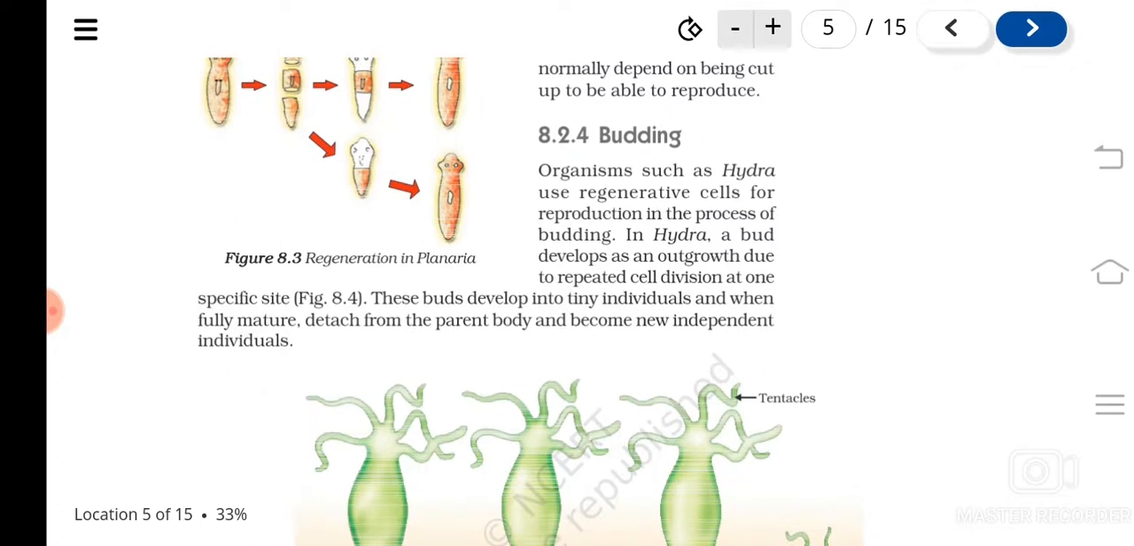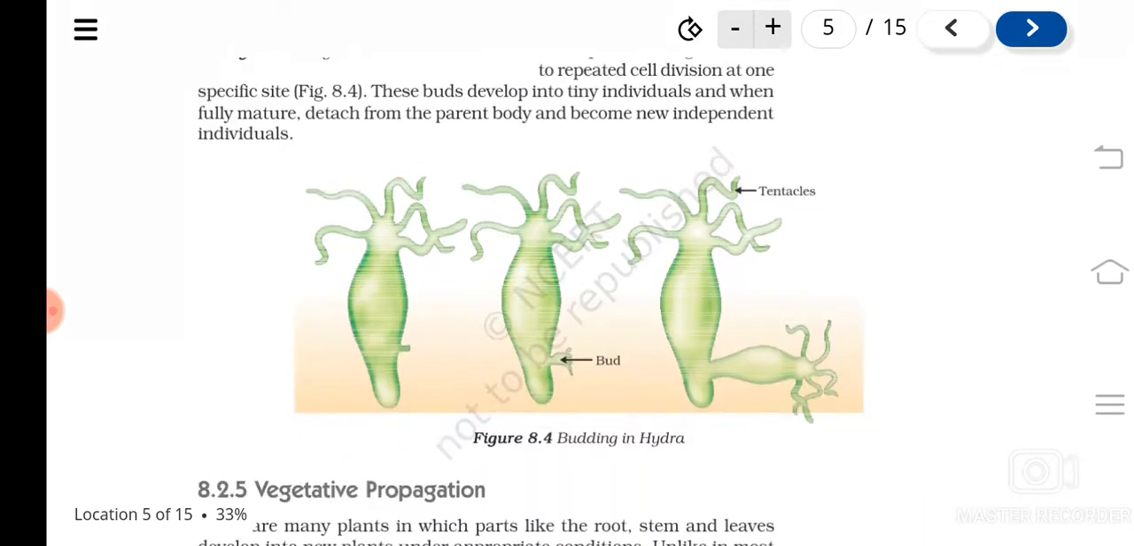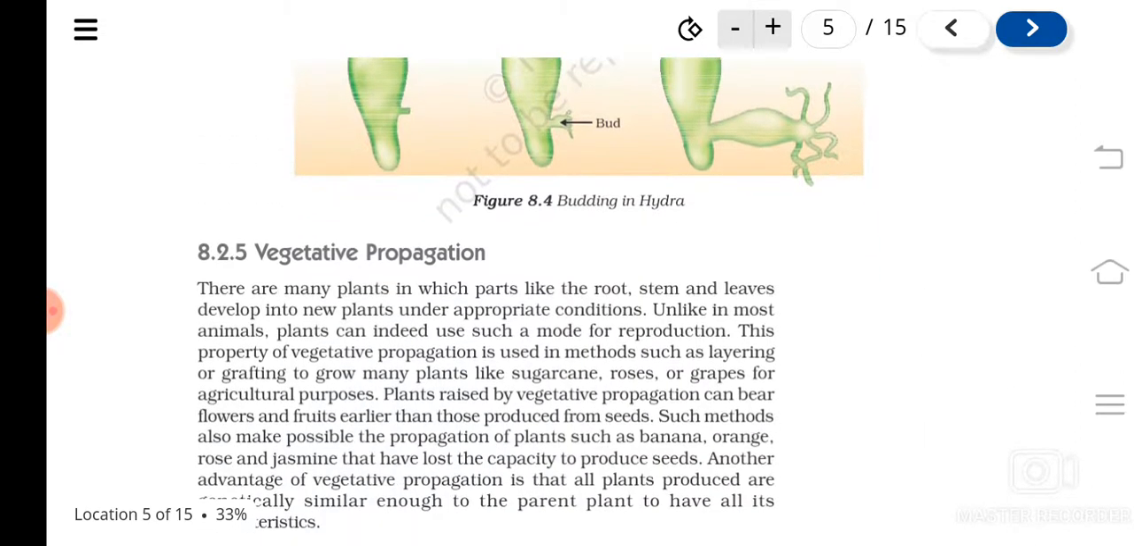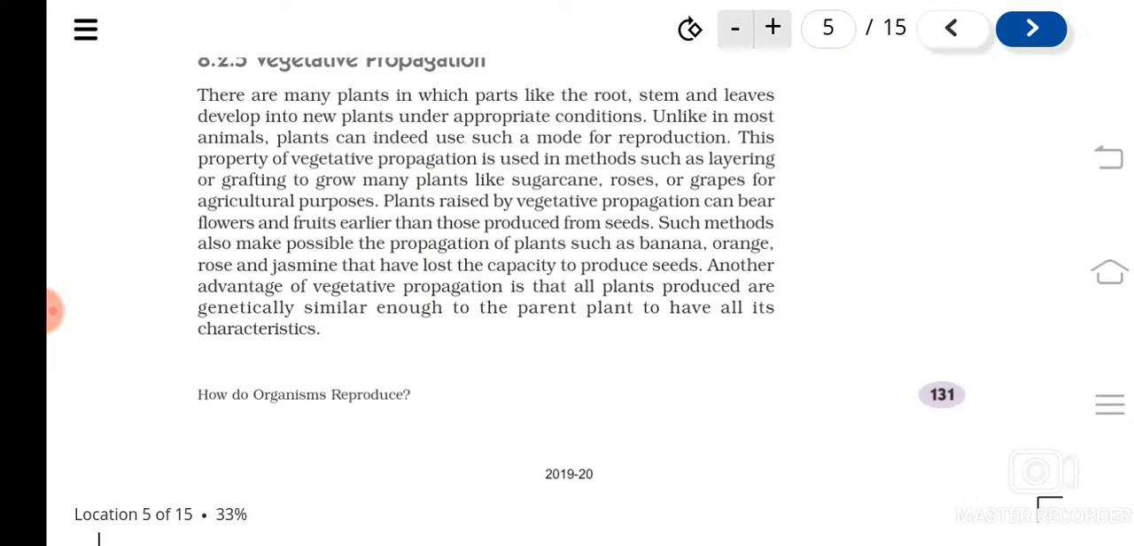Then budding is mainly found in Hydra. In this, what happens? Hydra forms an outgrowth, and this outgrowth gets detached from the parent organism. That outgrowth is called a bud. It elongates, or grows, and gets detached and grows as a new organism afterwards.